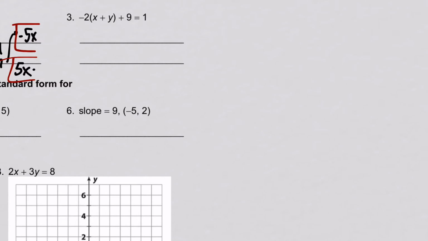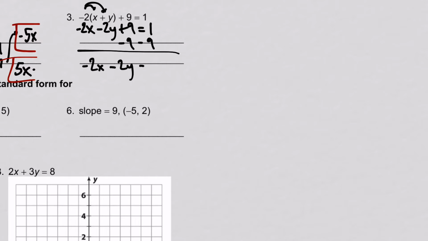The x and the y are not together. There's a 9 there that doesn't belong. So let's fix it. To fix this one, I'm going to start by distributing first. So it's going to become negative 2x minus 2y plus 9 equals 1. Then I'm going to go ahead and get rid of the 9 by subtracting it. So I get negative 2x minus 2y equals negative 8.